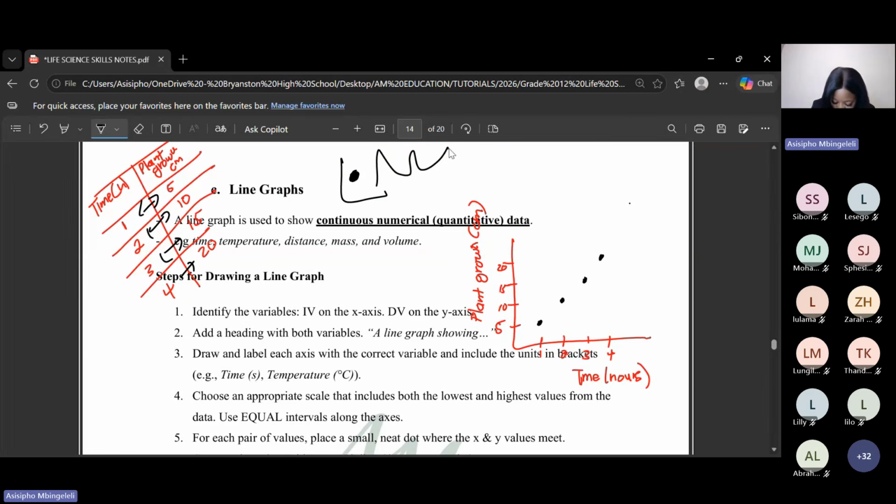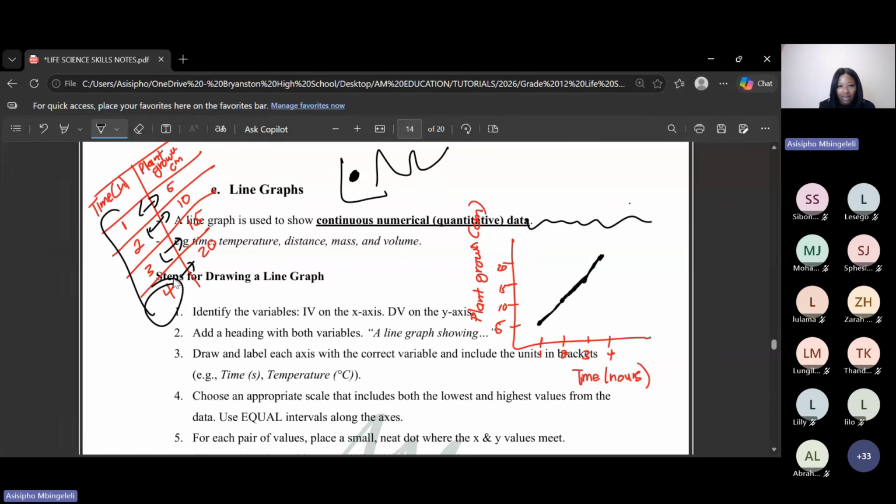You then join your points using freehand. You don't use a ruler to join them, and you join them neatly, please. If you don't join them neatly, you're going to lose a mark. Then you have a heading. A line graph showing plant growth of a tomato plant, if they told you it's a tomato plant. How many hours? Over 4 hours. If you don't have 4 hours in your answer, wrong. If you don't have tomato plant in your answer, wrong.